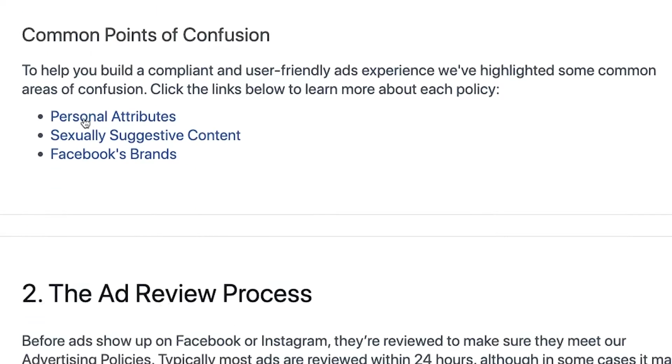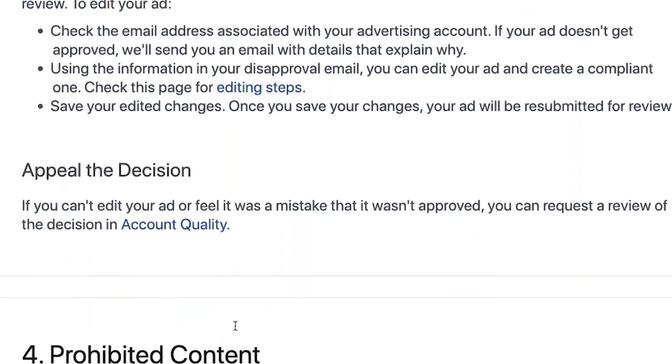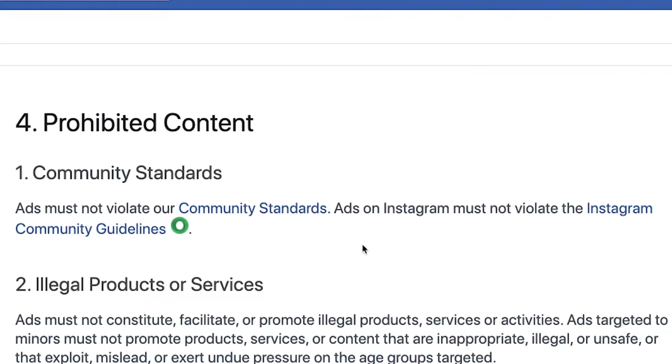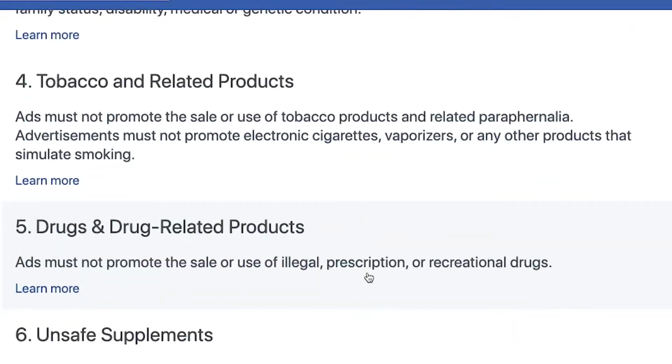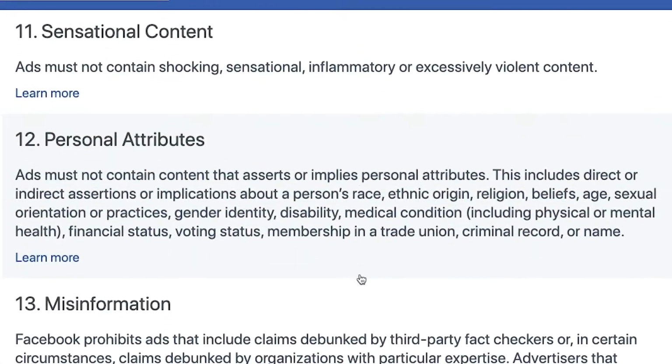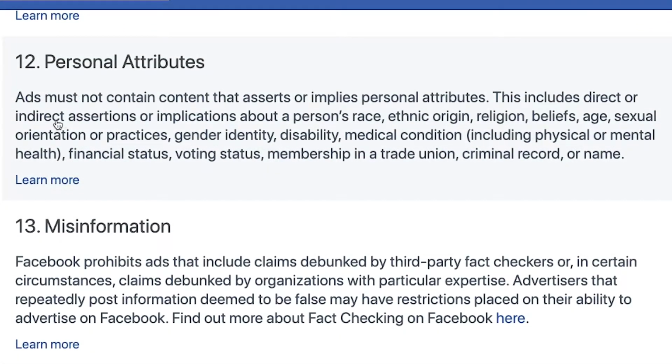And as you can see, it's organized by numbers, 1, 2, 3, 4, etc. I want to share with you the most common issues I've seen people have, and that starts with 12. Okay, so let's go down to 12. 12 is personal attributes. So let's take a look.